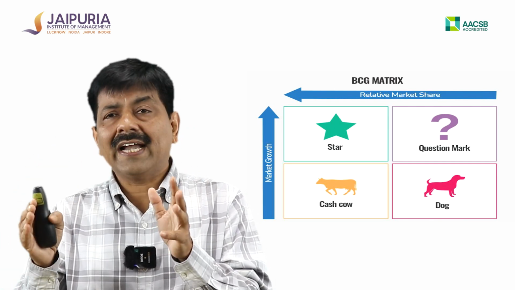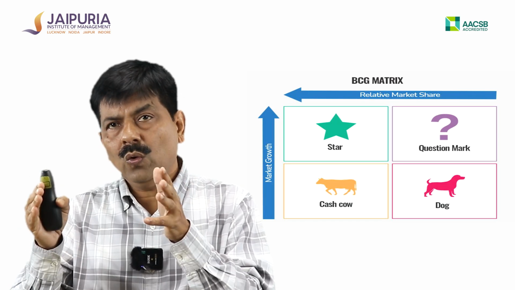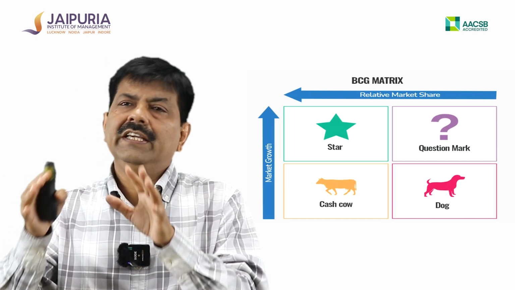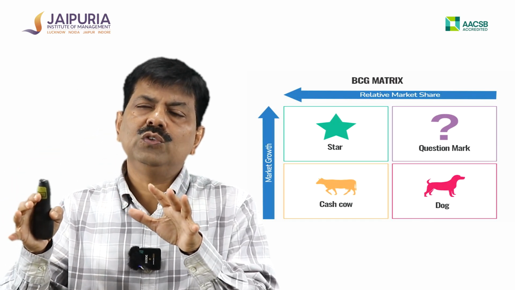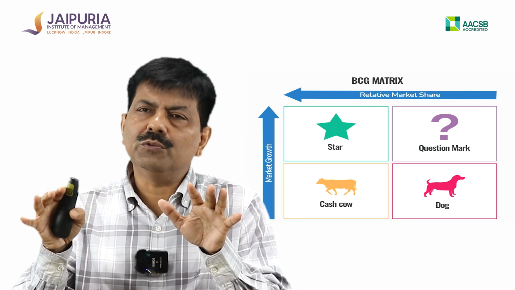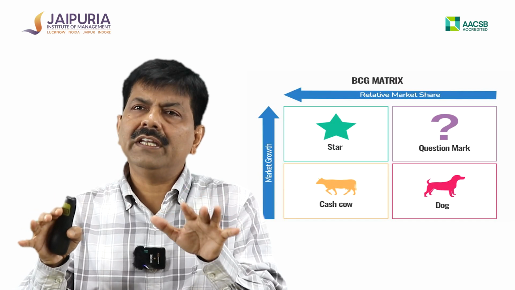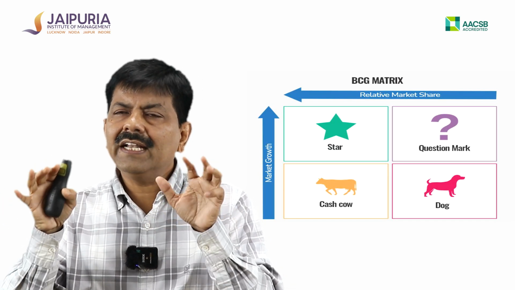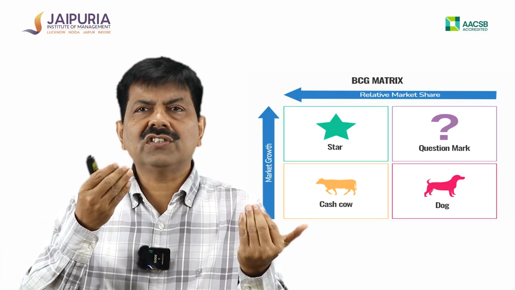Then the fourth category, which is the dog category, means market growth is low and your market share is also low. That means in a stable market you are not performing well. That means you are in a declining stage and it's time for you to say goodbye to the industry, and you can make money by liquidating. So liquidate your company and then transfer this money either to the question mark or to the star.